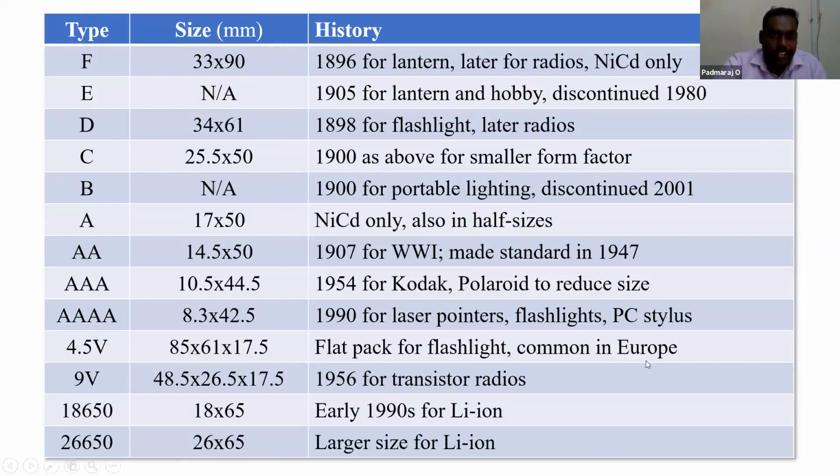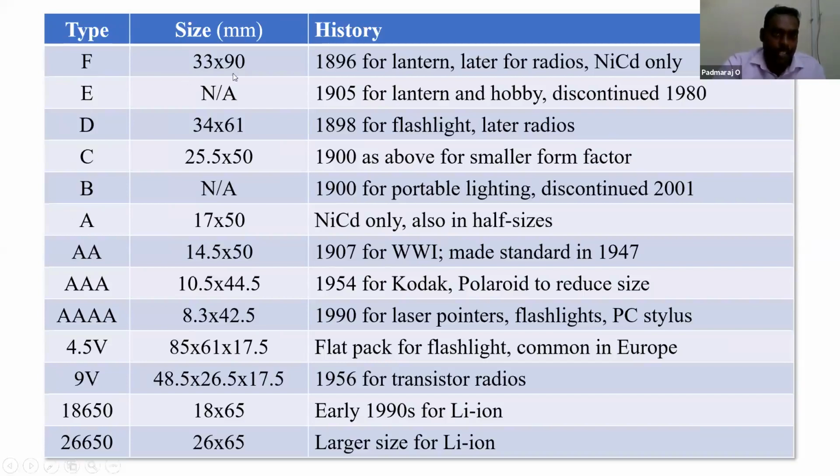See here, what is the size? See, 14.5 into 50 indicates the AA battery. That means everything is in mm, 14.5 mm and 50 mm. So AA indicates the size of the battery. Understood? So simply we have to say AA battery means that size, that is 14.5 into 50 mm. The AAA battery means 10.5 mm into 44.5 mm. So this number indicates the different types.